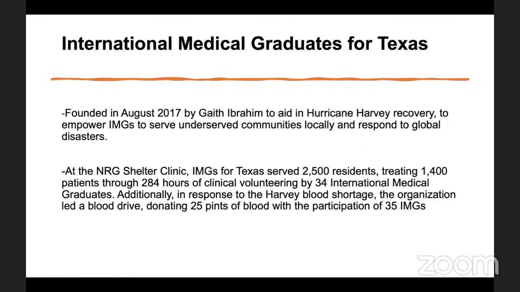Now he's, I think, a specialist right now. Back in the day, we were studying together, and that organization's main goal was to aid in the Hurricane Harvey recovery and to empower IMGs and their role to serve our community. Of course, at the NRG Shelter Clinic, which is a big stadium in Houston, IMG for Texas served almost 2,500 residents, treating 1,400 patients through 284 hours of clinical volunteering by 34 international medical graduates.